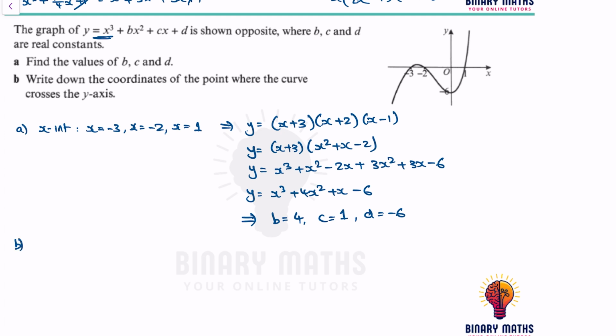For part B, write down the coordinates of the point where the curve crosses the y-axis. Well, it's labelled there already, but if I wanted to figure it out from here, I've got my constant at the end, tells me my y-intercept. So it'll be 0, -6, because the constant is -6.